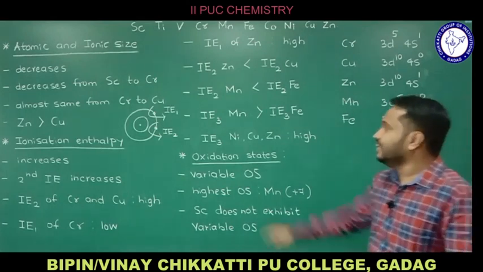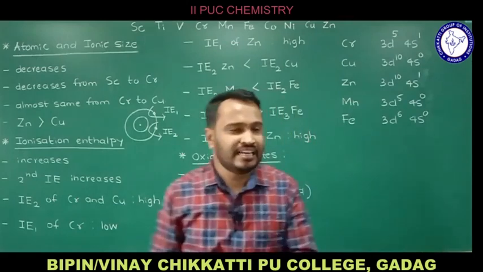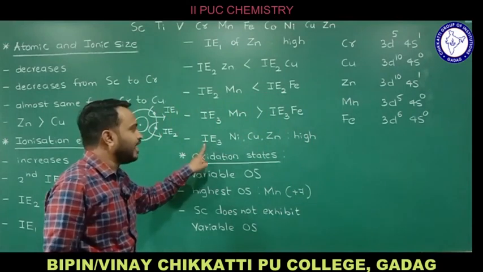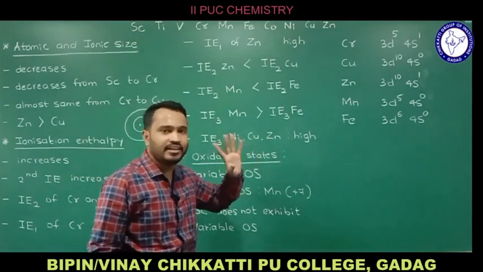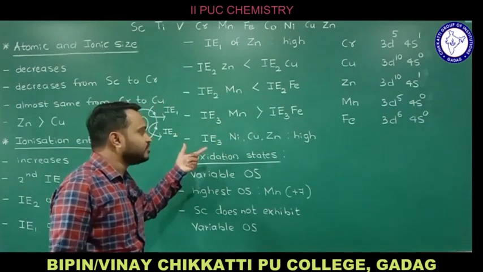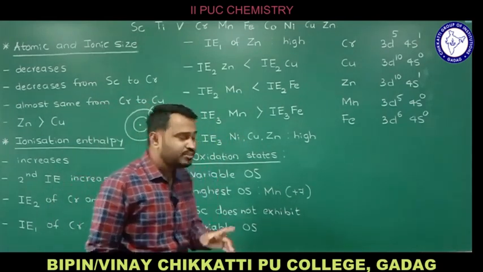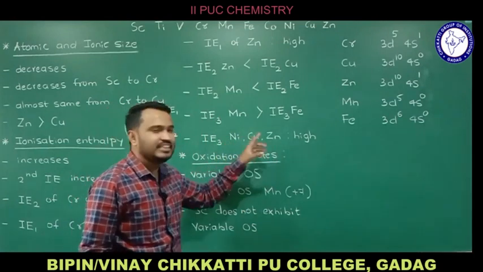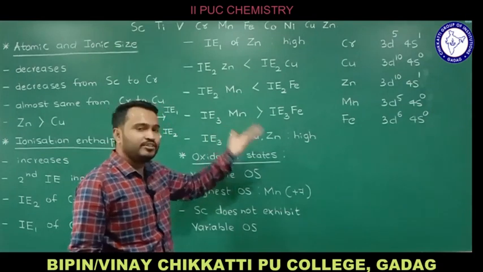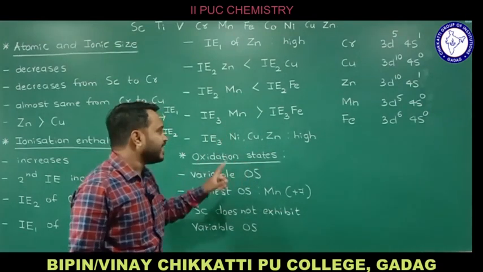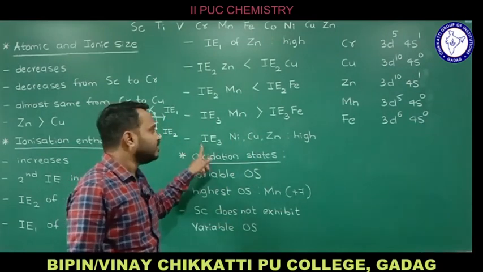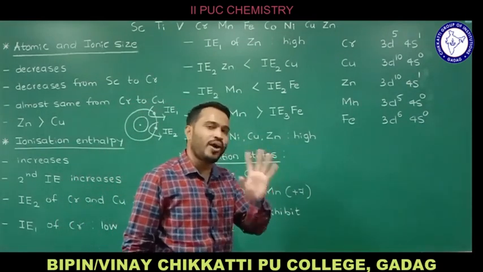Based on that, I can say the third ionization energy of manganese is quite high when compared to the third ionization energy of iron. So, the third ionization energy of nickel, copper, zinc (28, 29, 30) will be quite high because the maximum oxidation state possessed by these is +2. There is no +3 oxidation state, so it is very difficult to remove the third electron. That's why the third ionization energy of these elements is quite high.